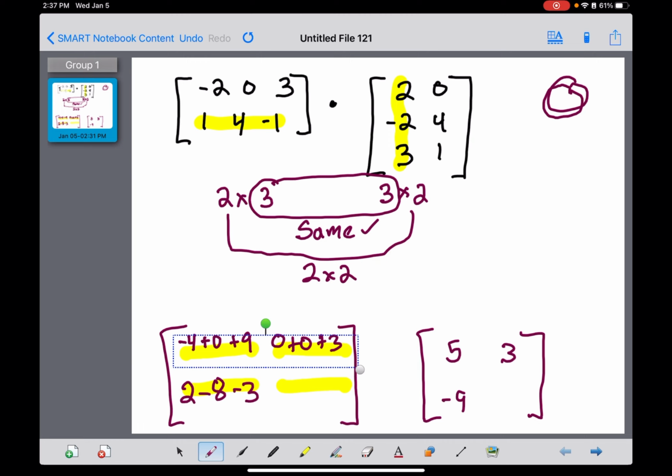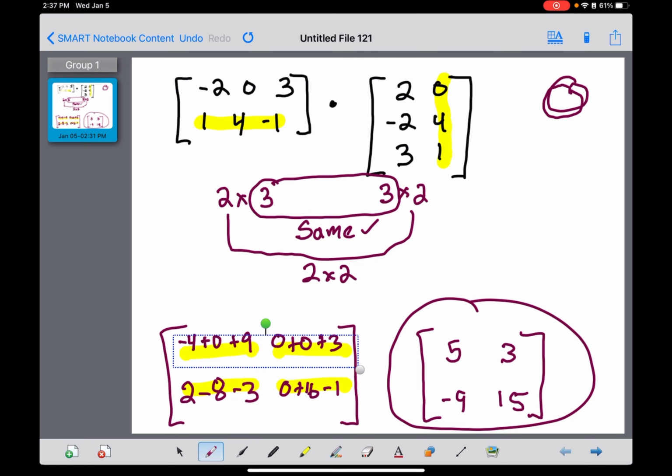And then the last one is the second row, second column. 1 times 0 is 0. 4 times 4 is 16. 1 times -1 is -1. Add those together, you get 15. That then is your resulting matrix by multiplying those together. Again, it's all about rows and columns when you're doing these. Always make sure you can multiply them together first. The resulting matrix comes from the outside dimensions.